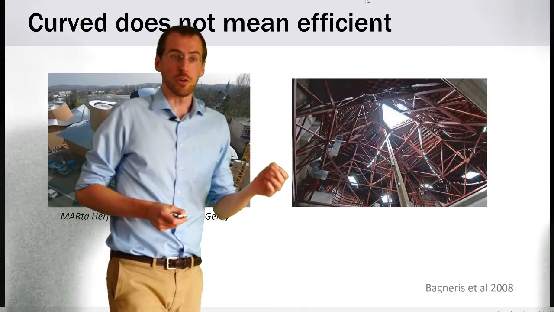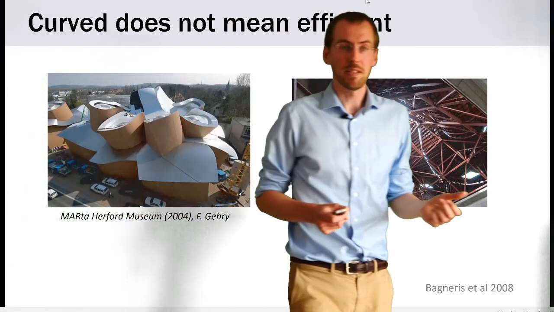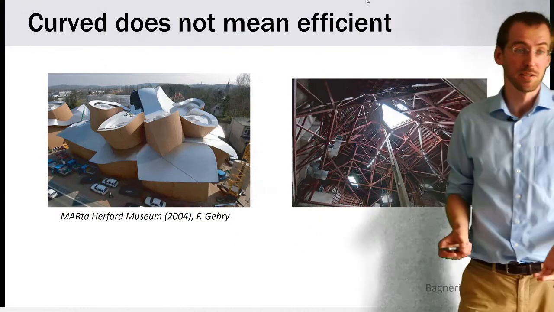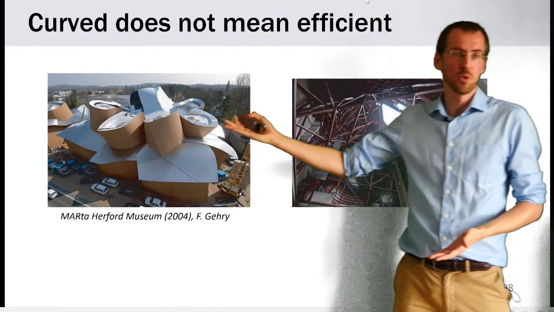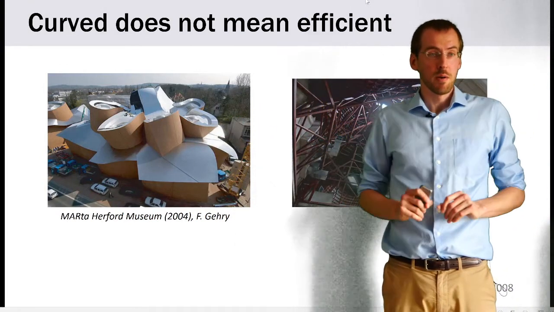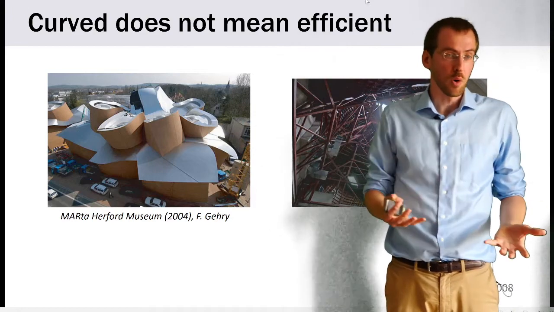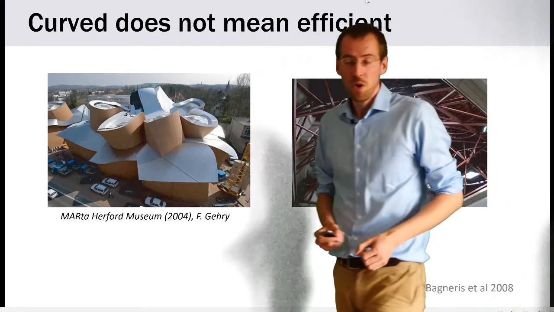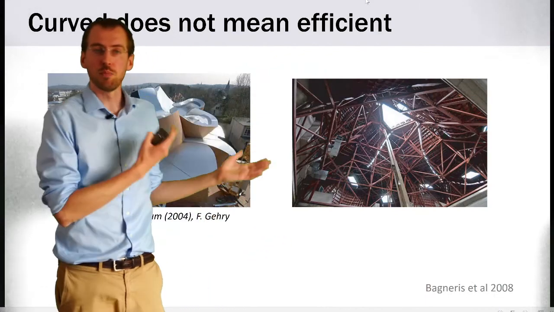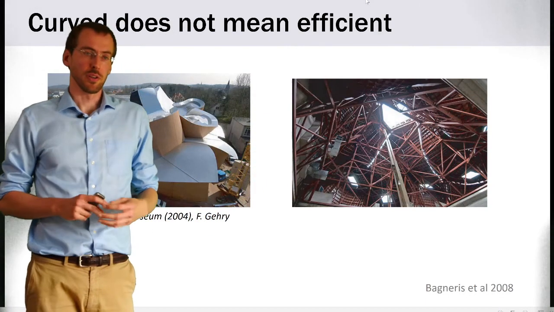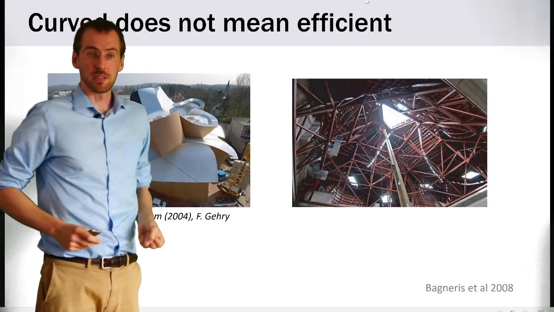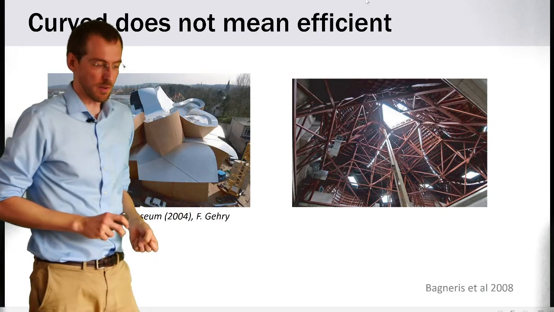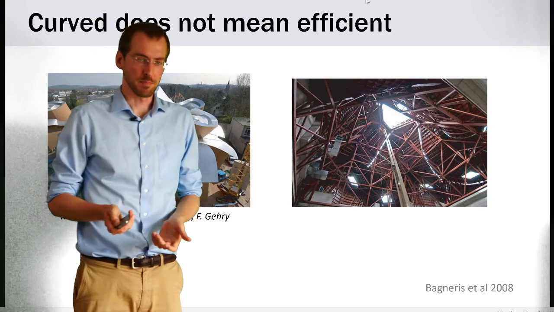Now, having a curved geometry does not necessarily mean that the structure is efficient. Here is an example of a museum in Germany that is curved, but the panels do not work structurally at all, and it's actually the opposite going on. We need a very heavy support structure to resist loads on this very complex shape.